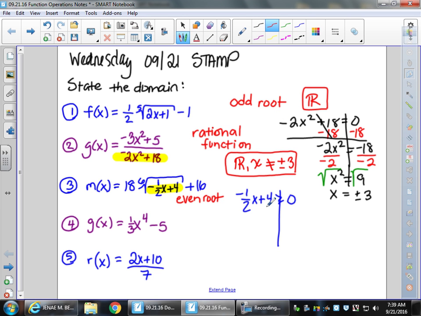Steps? Great. Now what? Multiply by 2. Let's make that a negative 2. Good job. What remains on the left side? Just x. What's my inequality sign? Why is it now less than or equal to? We multiplied by a negative.